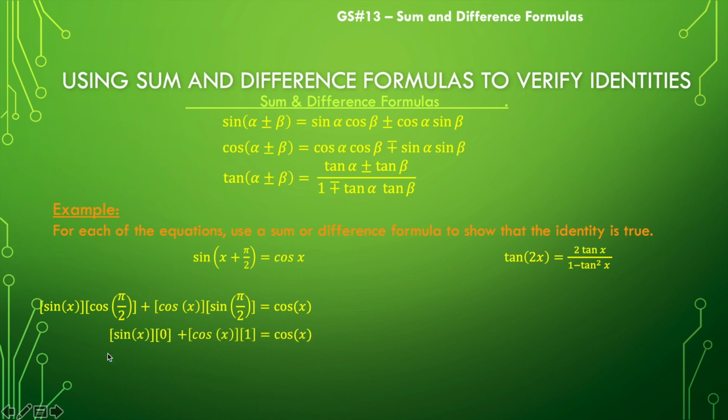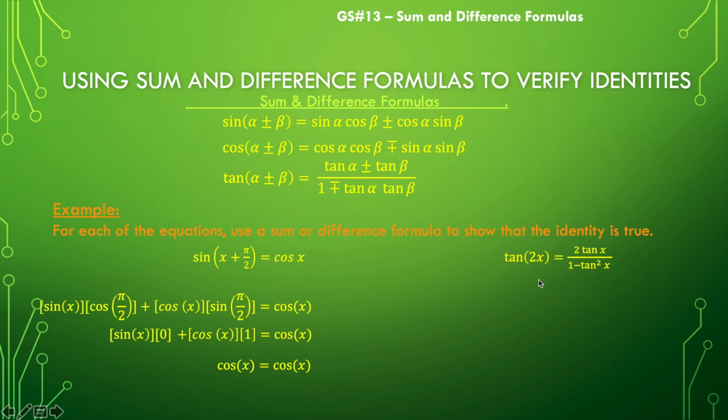And then if I'm looking at what I have, a product of sine of x times 0. Well, that will just go away. And I'm going to add that to the product of cosine of x times 1, which will just become cosine of x. And I have shown that these expressions on the left-hand and the right-hand side are truly equal to each other.